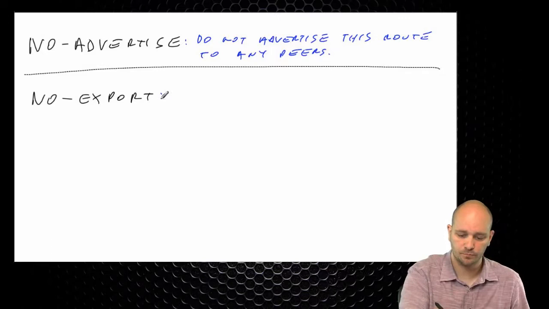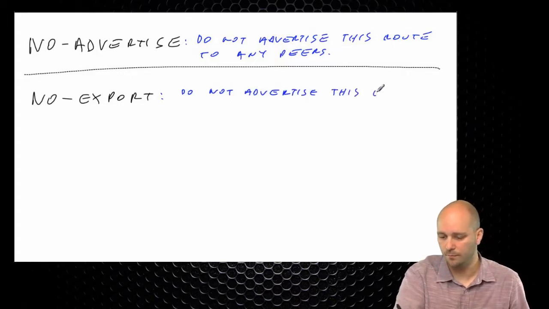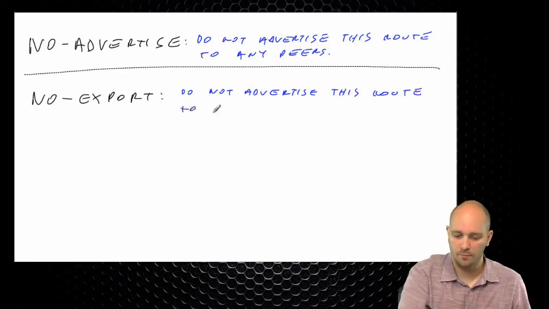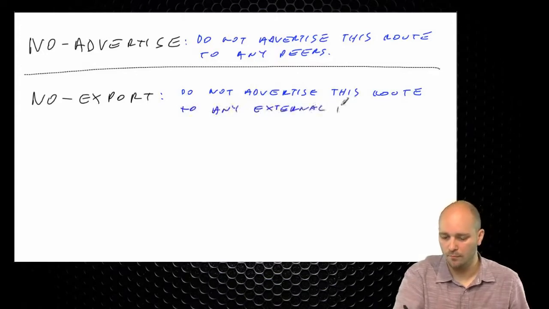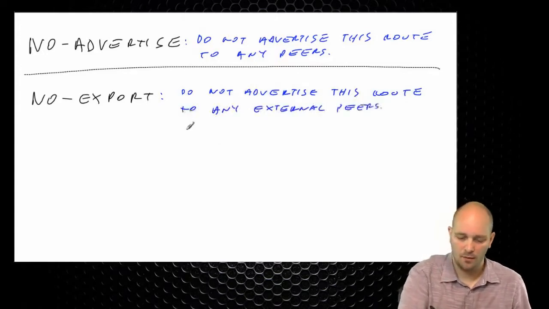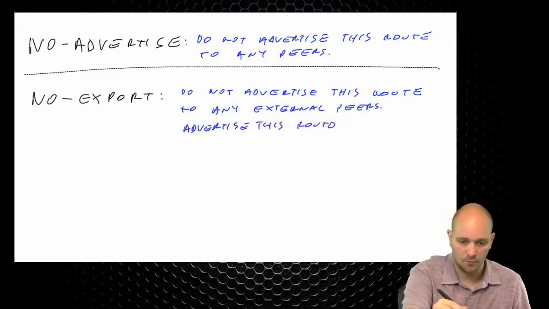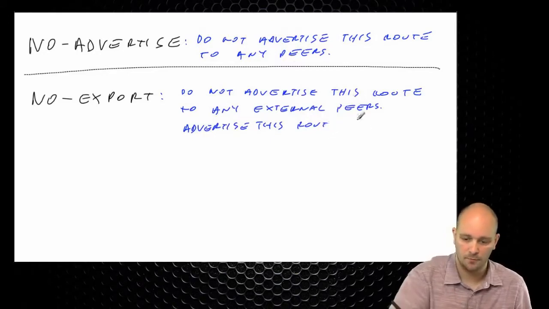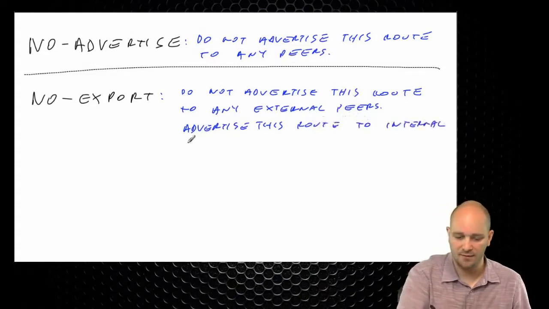Now, no-export simply means do not advertise this route to any external peers. Advertise this route to internal and confederation peers.